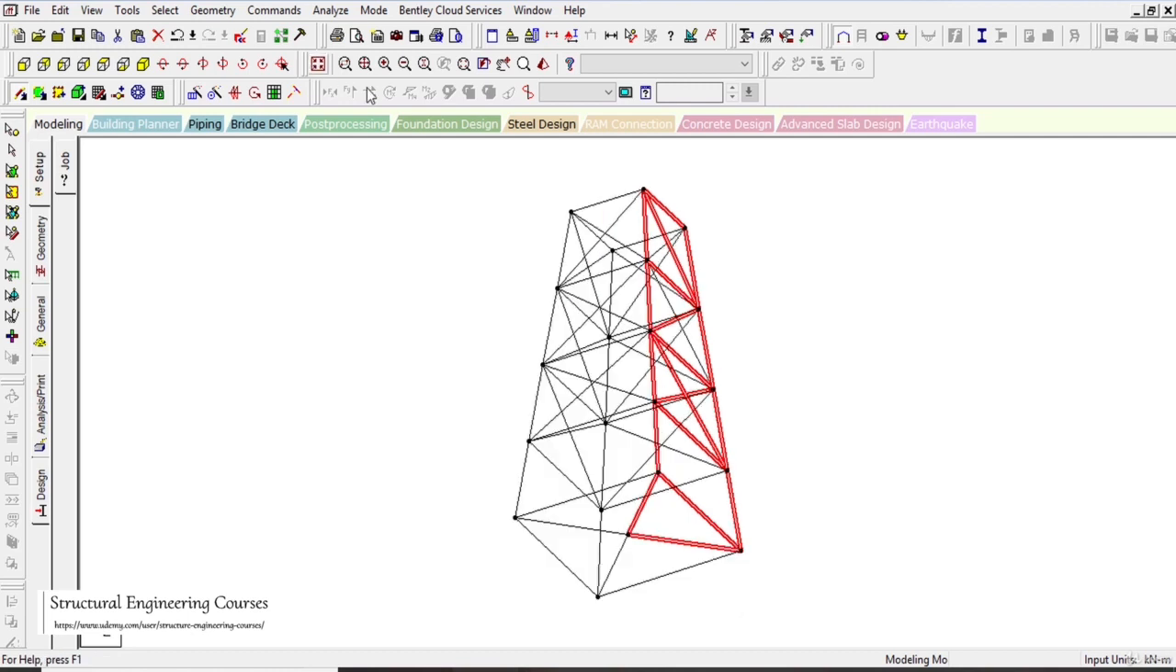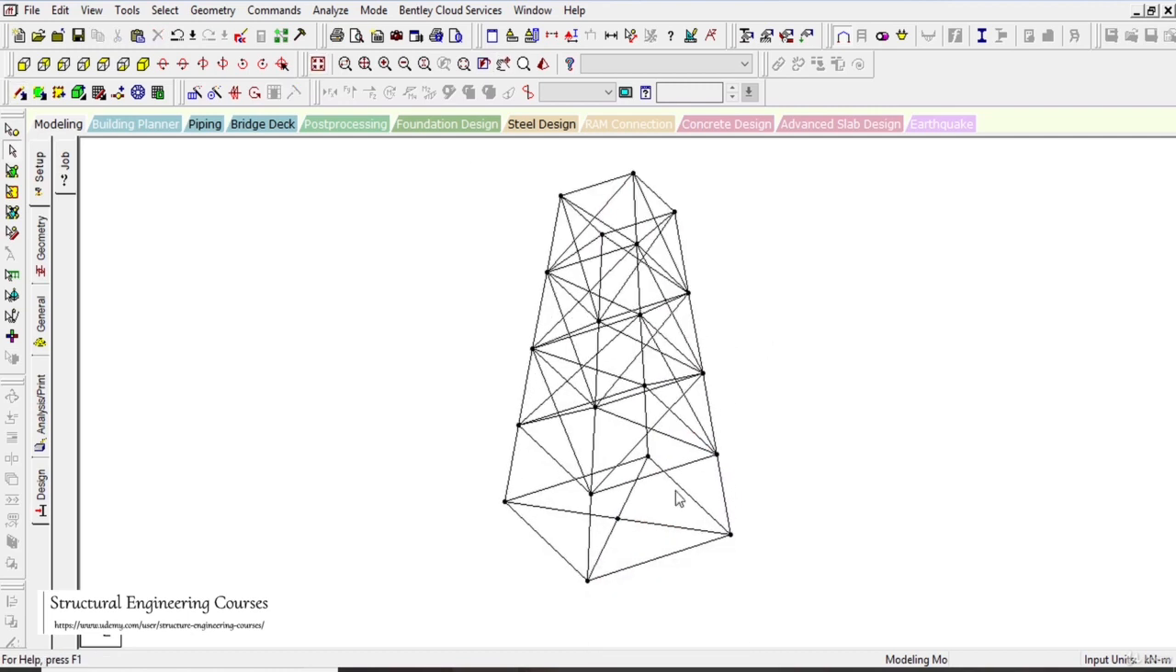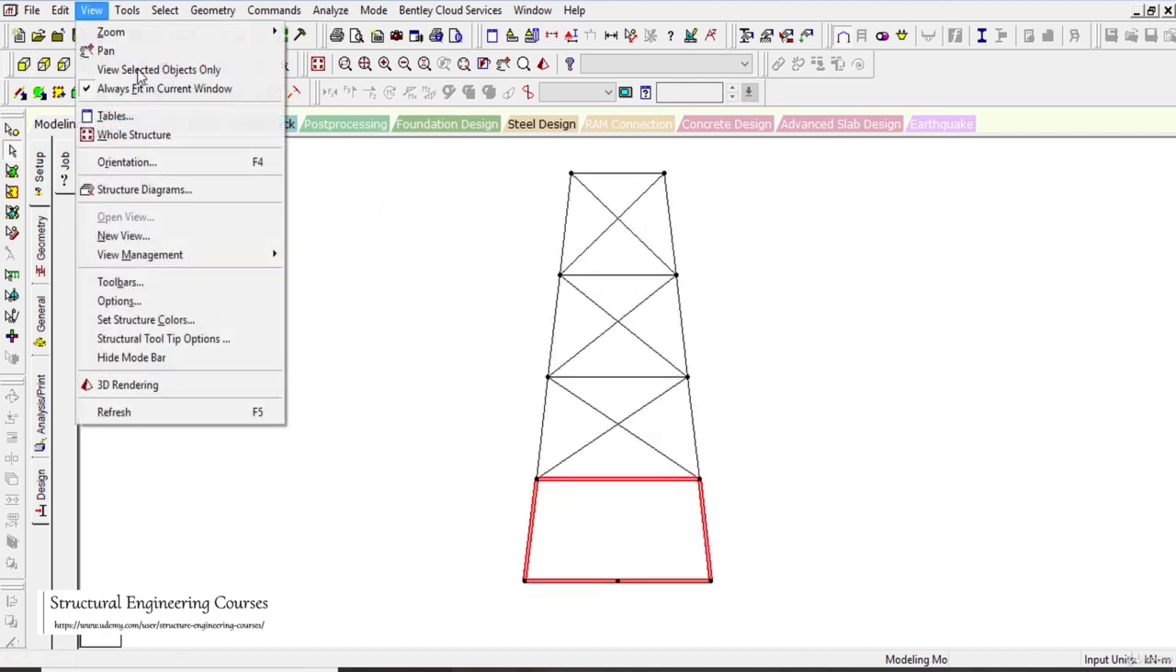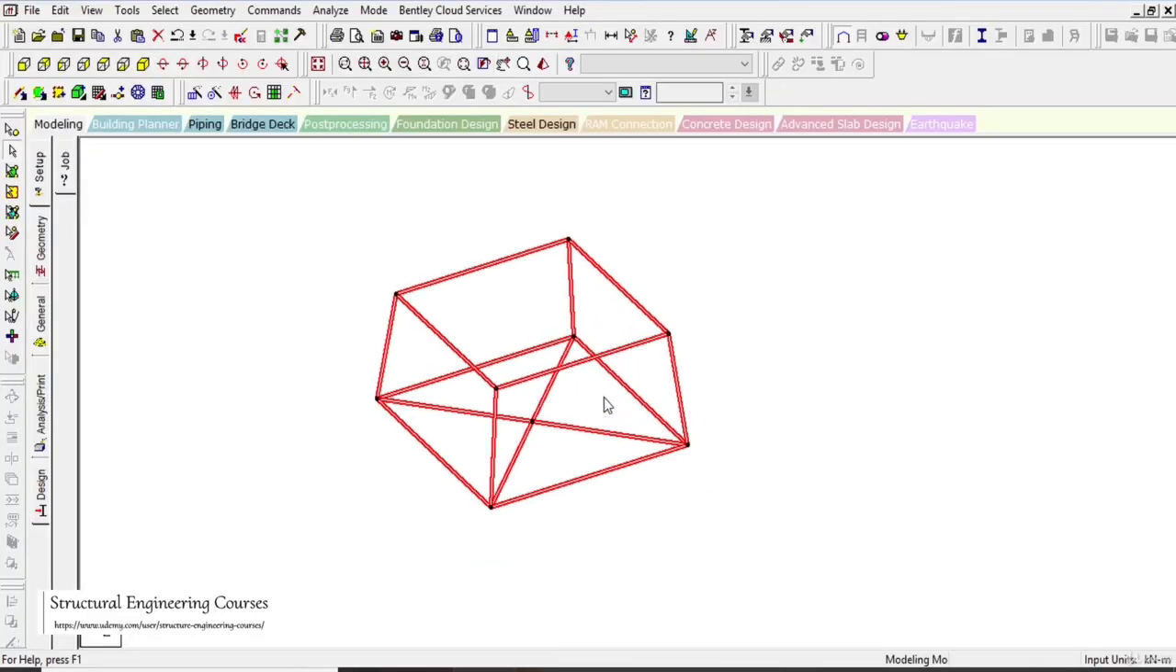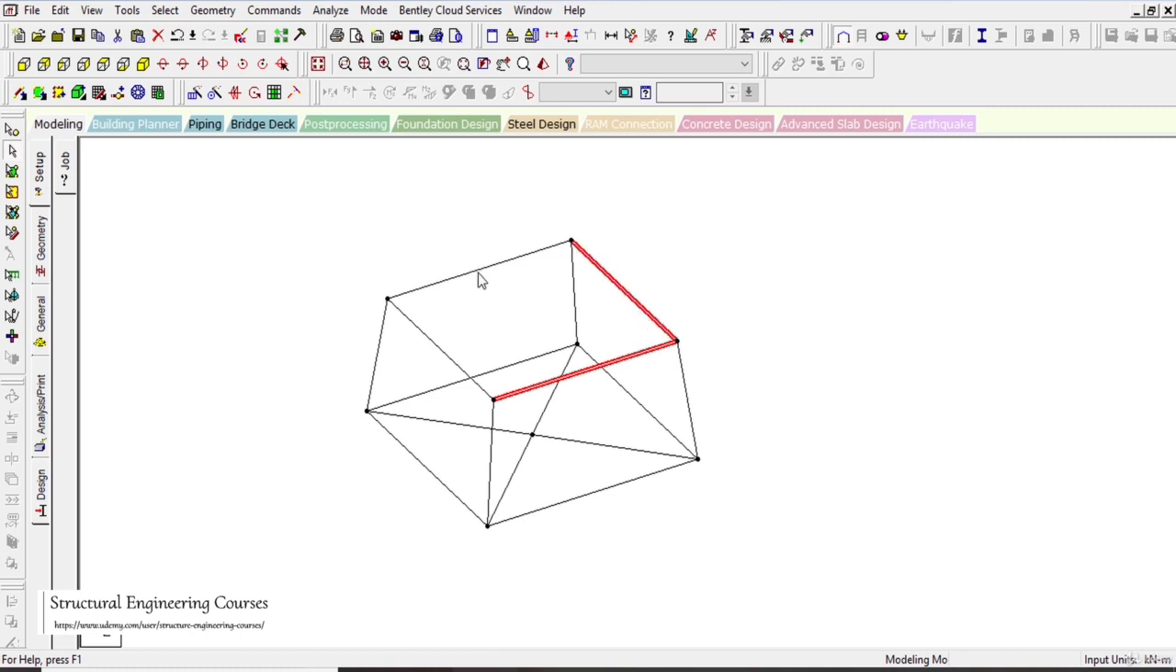So now this part of watch tower has been modeled, but now we basically need to model this arrangement here also. So here we can see that the bracing arrangement is different. So what we need to do here is that we can just select all these beams here, left click on insert node, add midpoint, left click on OK, and then draw bracing like this.